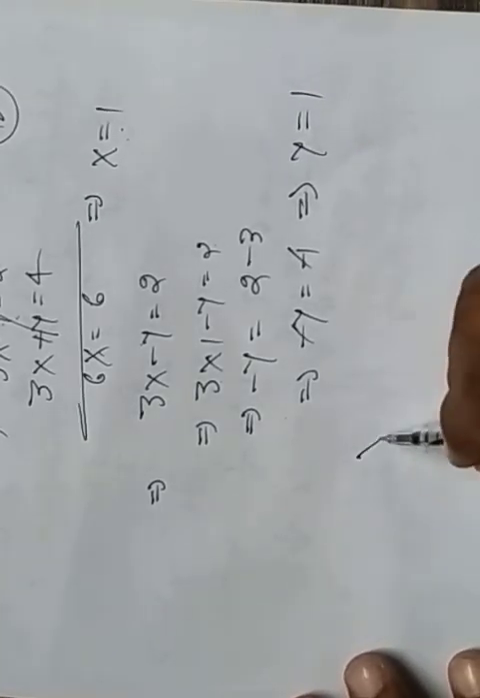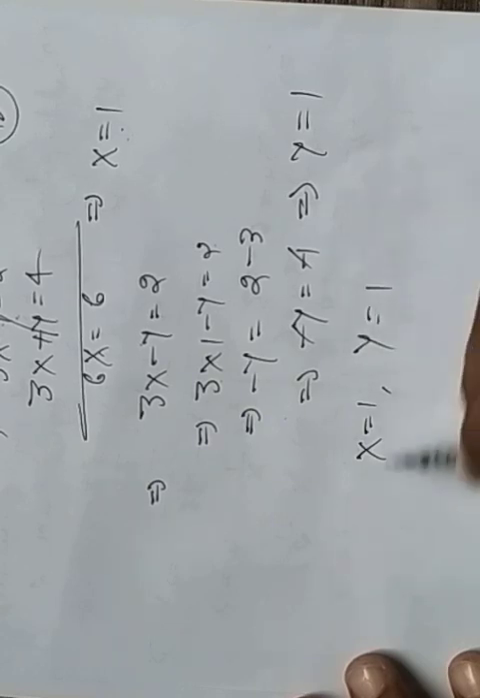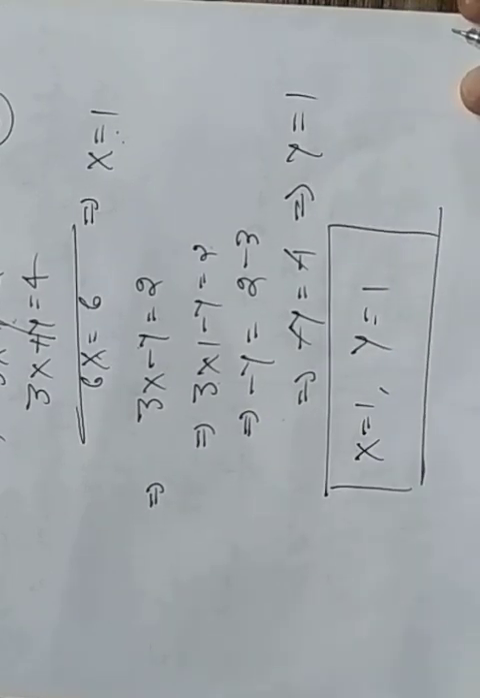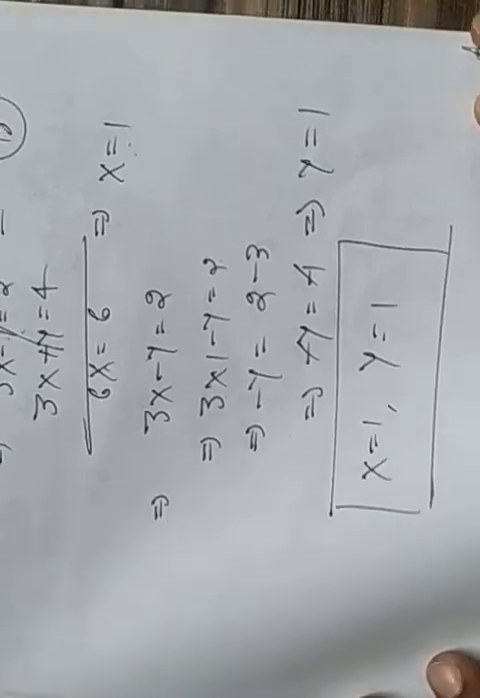So final value is what? x is equal to 1 and y is equal to 1. Students, please note down 8th part of question number 1.